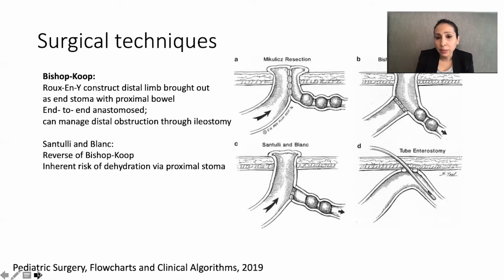The Santulli and Blanc procedure, which is letter C in the figure on the right, is actually just the reverse of the Bishop-Koop. And because of the way it's been reversed, there's an inherent risk of dehydration via the proximal stoma to be mindful of. So the Bishop-Koop tends to be the most commonly used surgical technique.